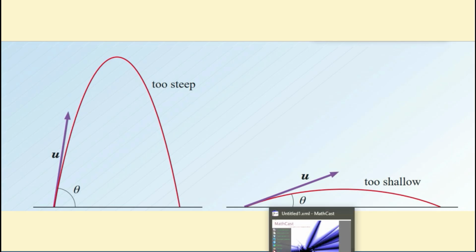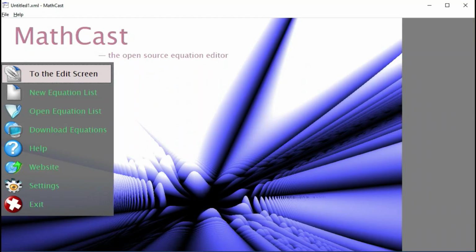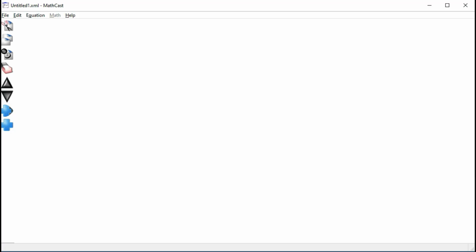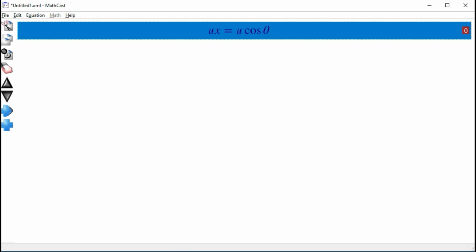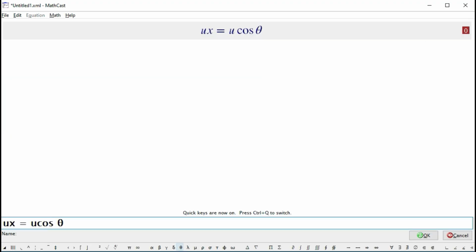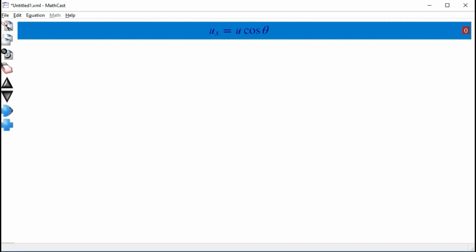So let's have a look at writing equations of motion. We're going to bring up MathCast, edit screen, and first of all type in ux equals u cos theta. I'm going to go down the bottom there and type in theta. Now ux, that's in the x direction. I want the x to be a subscript. So if I type in by the x, now I've got ux equals u cos theta.